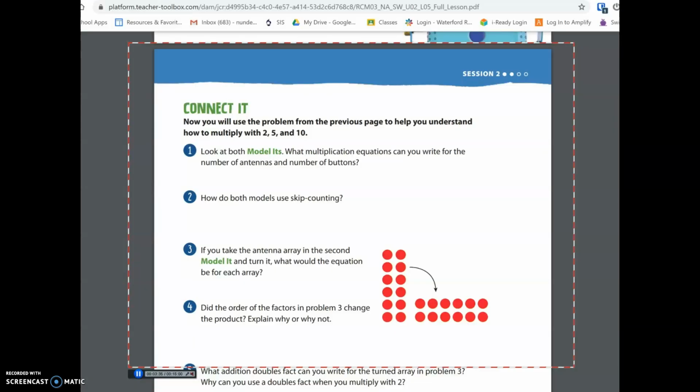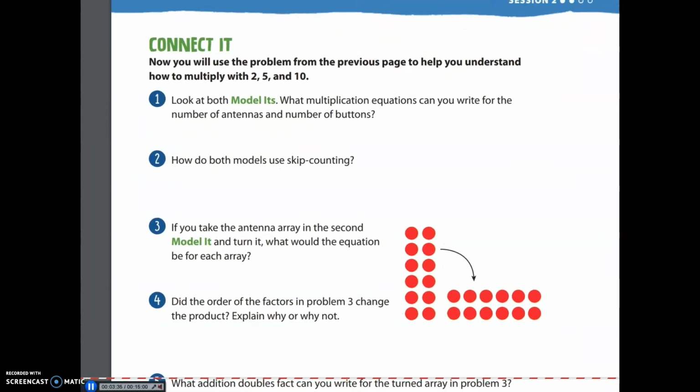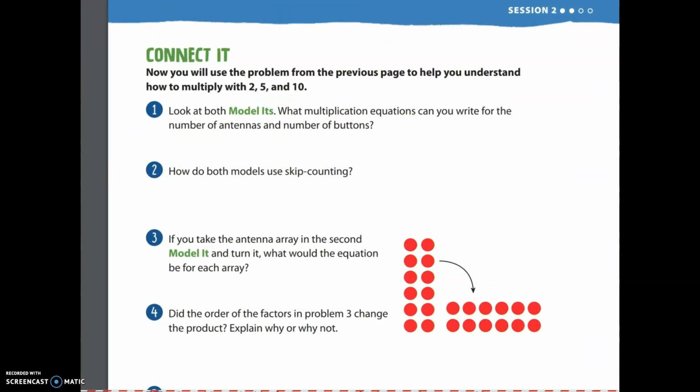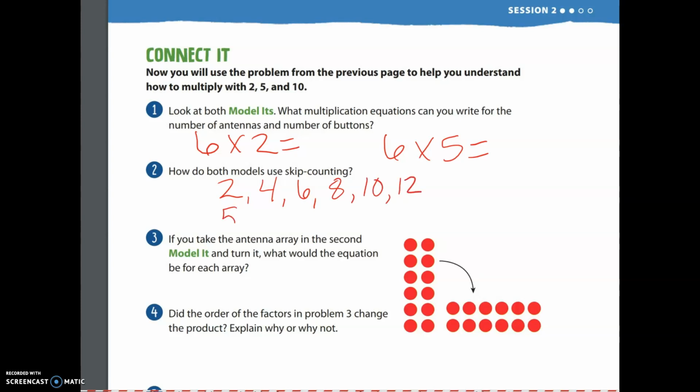Okay, page 111 says, now you will use the problem from the previous page to help you understand it. So it says, what multiplication equations could you write for the numbers? Well, we had 6 robots with 2 antennas and 6 robots with 5 buttons. So it says, how can you model them using skip counting? You can go 2, 4, 6, 8, 10, 12. Or if you did it with 5s, you'd go 5, 10, 15, 20, 25, 30.